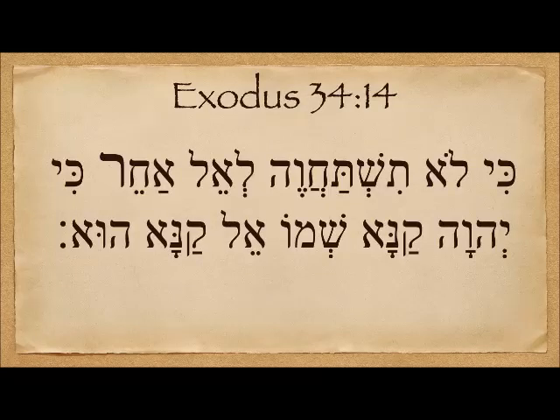And that is this verse, Exodus 34:14. Ki lo tishtachave le'el acher, ki Yehovah kana shmo el kana hu. You shall not bow down, prostrate yourself to a god. Acher means other. So we wouldn't want to say they're echad because our God is the echad. So we don't want to prostrate ourselves to another, a different God. So there's an oversized resh here, so we don't make that reading mistake between the dalet and the resh. Why? Because Yehovah is a jealous God. His name is jealous, and he is jealous.